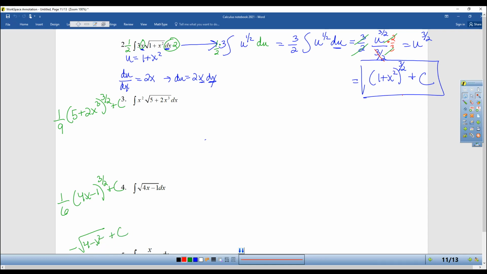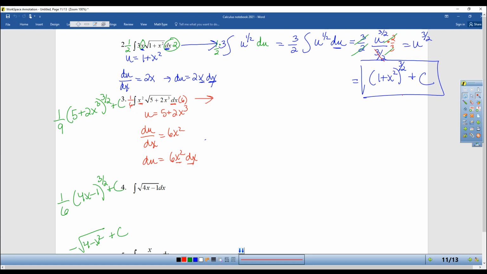Okay, I'm actually going to do them. So my complicated thing is 5 plus 2x cubed. The derivative of u with respect to x is 6x squared. I don't have a 6x squared. I'm just going to rewrite this with the dx on the other side. I have the dx and I have the x squared, but I don't have the 6. So I'm just going to add a 6 and a 1/6 to balance it out.